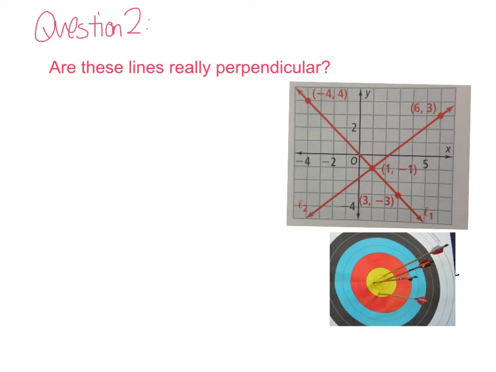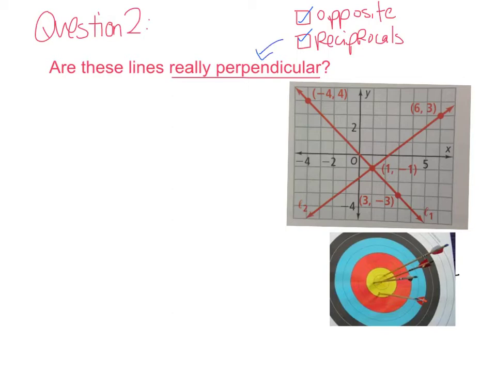Now remember, if I'm asking if these lines are really perpendicular, I'm going to be checking 2 things. Are the slopes opposite? And my second question is, are they reciprocals? So I'm going to have to show that both of these are correct in order to prove that it's truly perpendicular. And I can only check that by evaluating the slope of both of the lines. So let's check line 1.